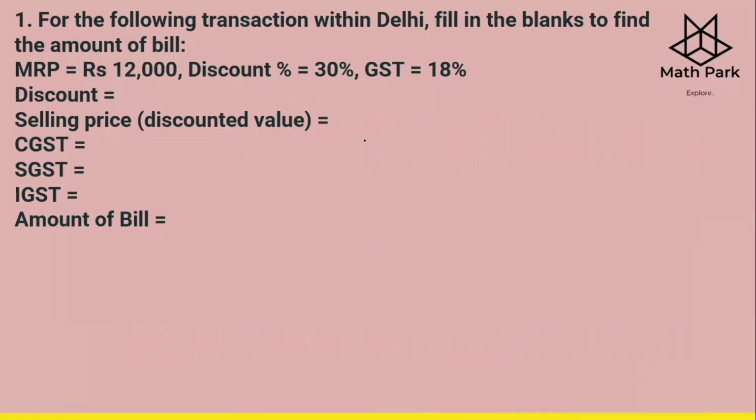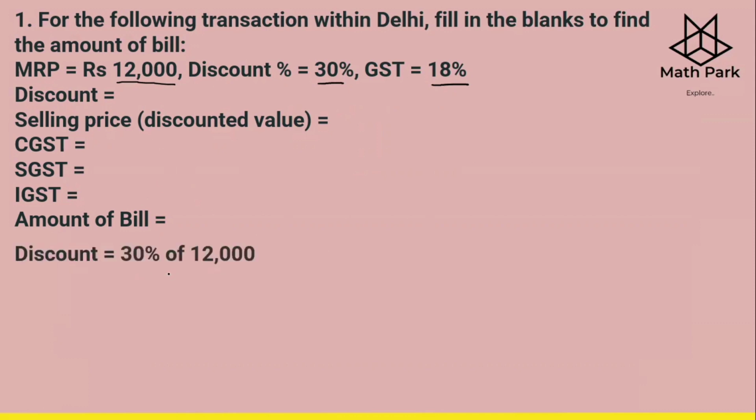Now here in this question, for the following transaction within Delhi, fill in the blanks to find the amount of bill. So MRP of a certain article is rupees 12,000. The discount percent is given as 30%. GST is 18%. So we need to find the discount. So how do I find the discount?